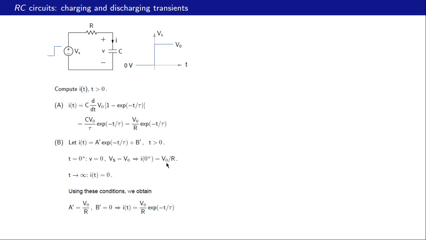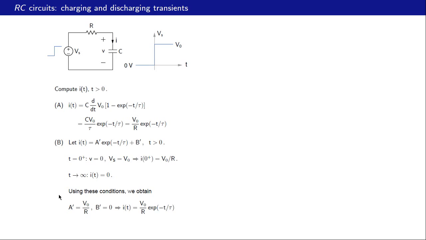What about t equal to infinity? As t tends to infinity, we have steady state and all quantities including this voltage become constant, and therefore I, which is C dV by dt, becomes 0. So at t equal to infinity, we have I equal to 0.